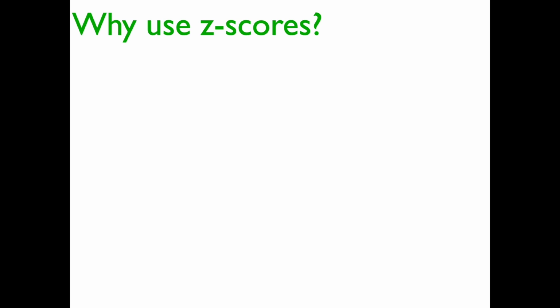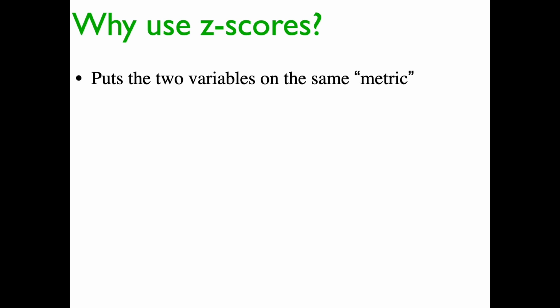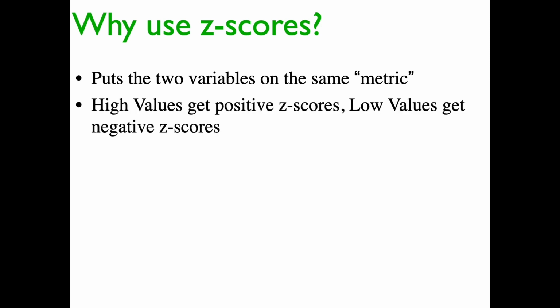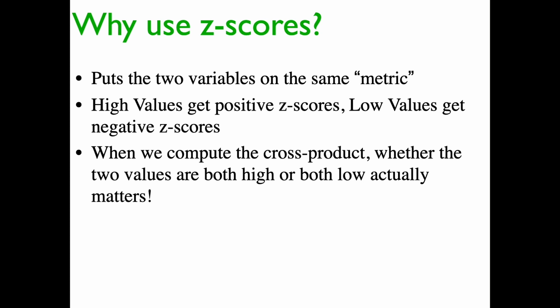Well, because it goes back to that magical, wonderful property of z-scores. That is, it's this common language that no matter what the dependent variable was, it puts them both on the same metric. So we have a way of comparing them, even if they have different ranges and different values. Once everything's on z-score language, everything's on a common language. And we know then that if we get a high value on a variable, that means we have a positive z-score. And if we get a low value on our variable, we're going to end up with a negative z-score. And then when we compute the cross product, we take their z-score for x and their z-score for y. Whether the two values are both high or both low will actually mean something. It actually matters. All right?